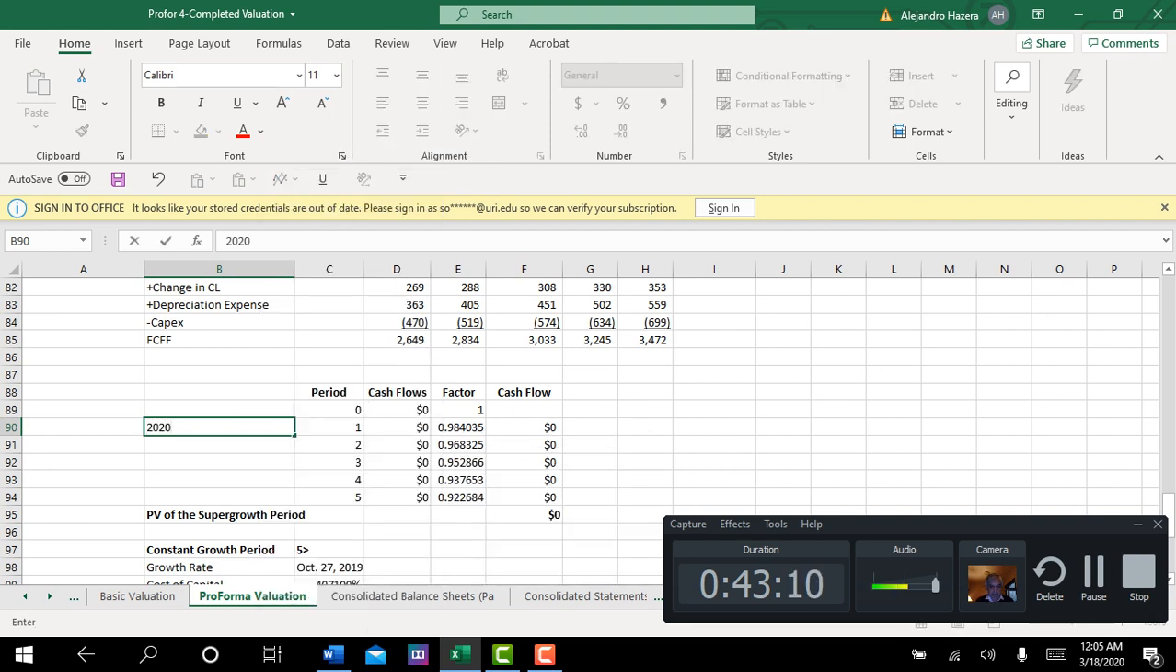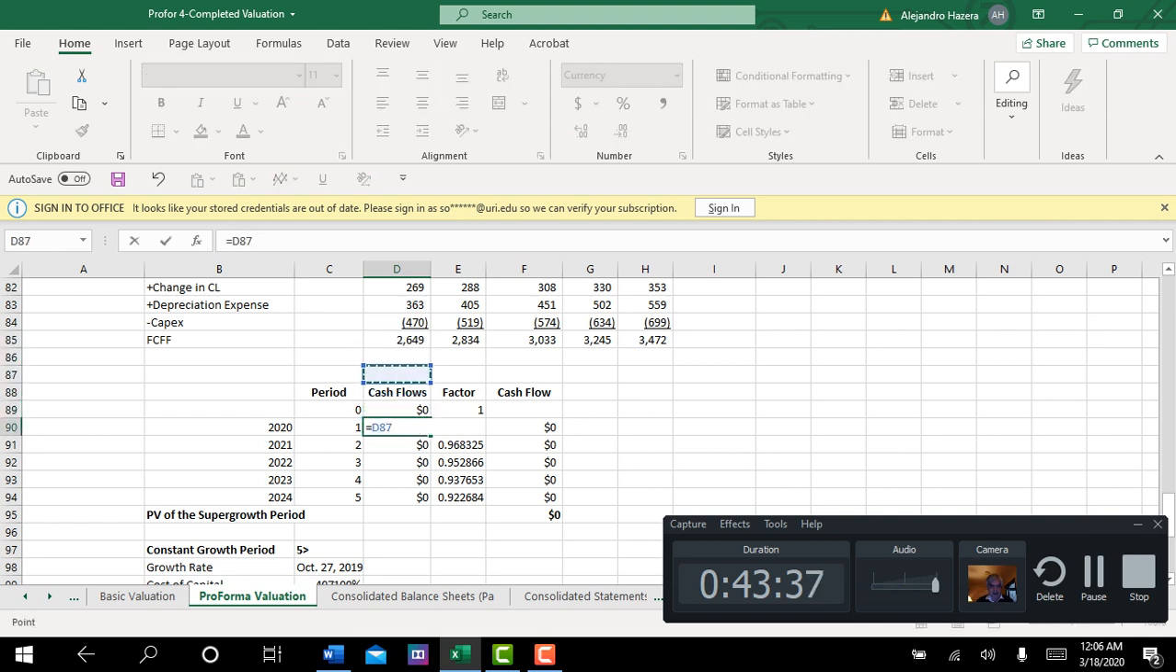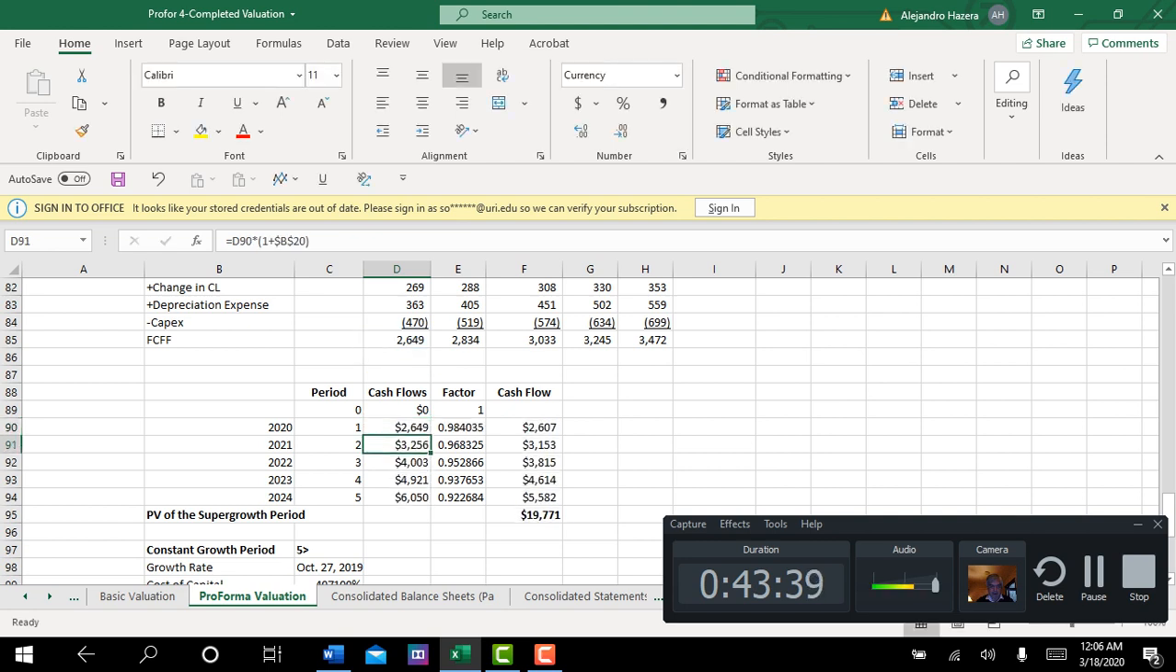This one is 2020. This one is 2021. This one is 2022. This one is 2023. This one is 2024. I'm just going to copy the cash flows for those 5 years down into the cash flows column here. So cash flows for 2020 were 2649. Make sure to copy them because it's growing at 7%.